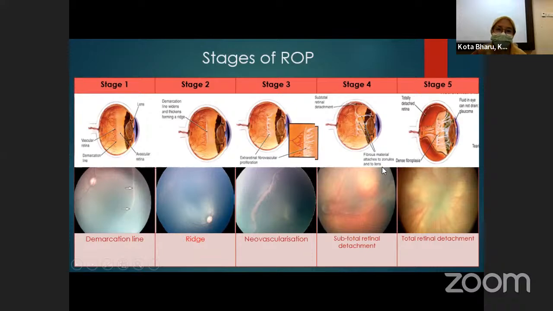And then at stage 4, there is already subtotal retinal detachment. Stage 4 can be divided into 4A or 4B. 4A is subtotal retinal detachment not involving the fovea, but 4B involves the fovea. And stage 5 is total retinal detachment, also divided into 5A and 5B. 5A is open funnel and 5B is closed funnel.